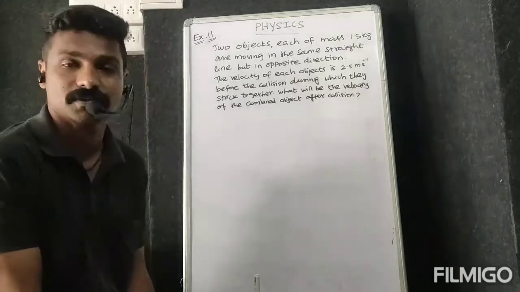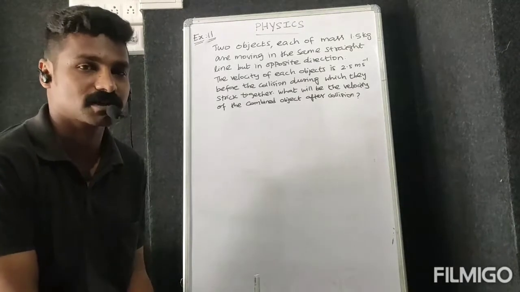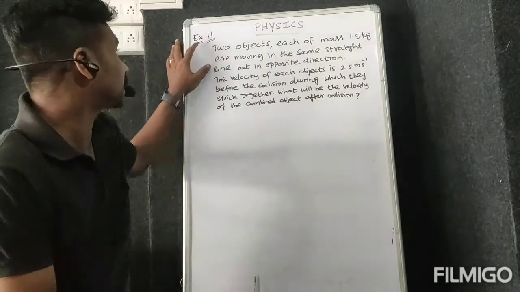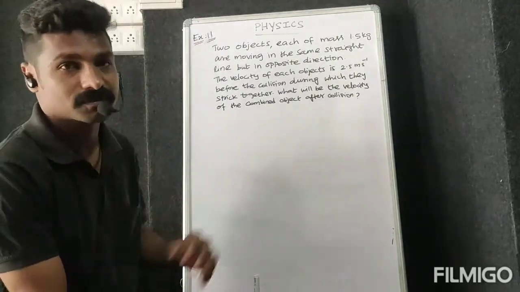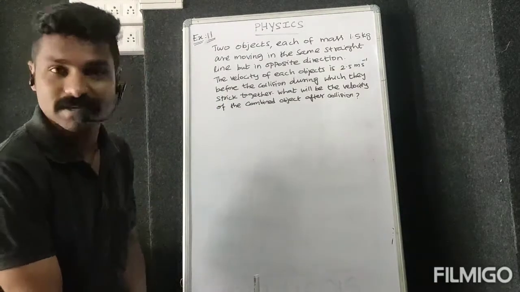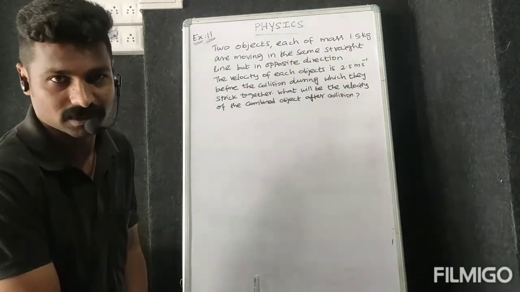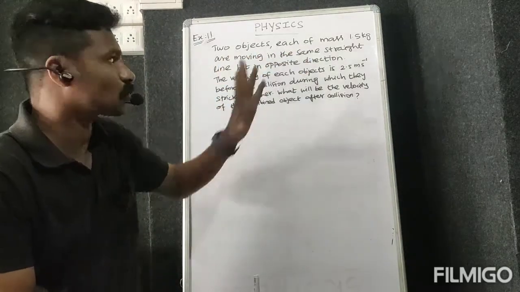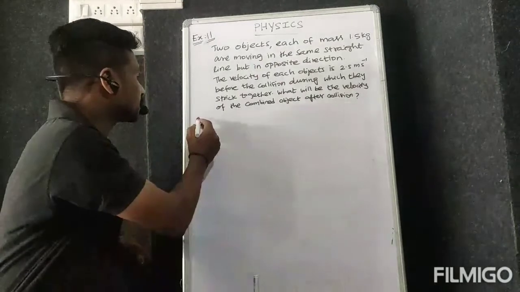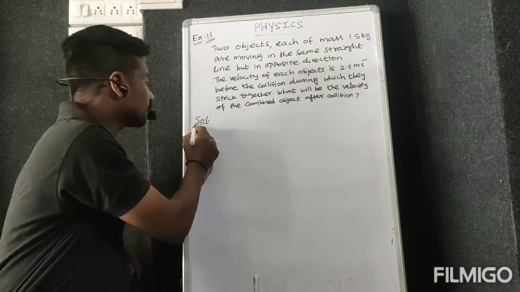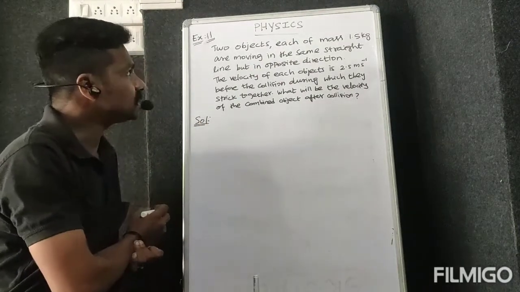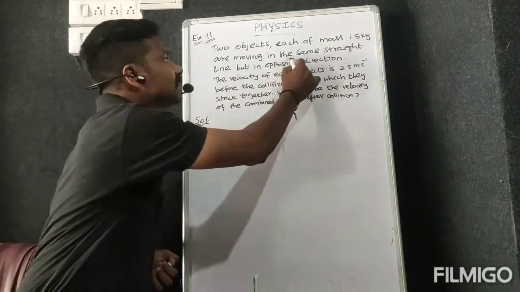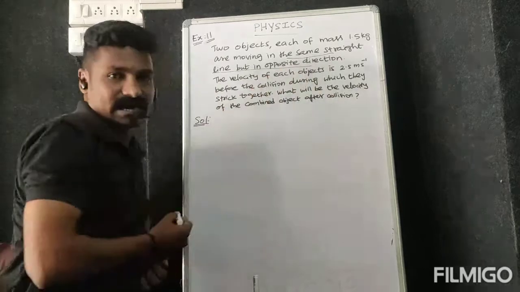Students, see the next question from 9th standard, Force and Laws of Motion chapter, NCERT exercise problem number 11. See this question. Actually this question is based on the law of conservation of linear momentum concept. See the question: two objects each of mass 1.5 kilogram are moving in the same straight line but in opposite direction. So first we can write the given values.